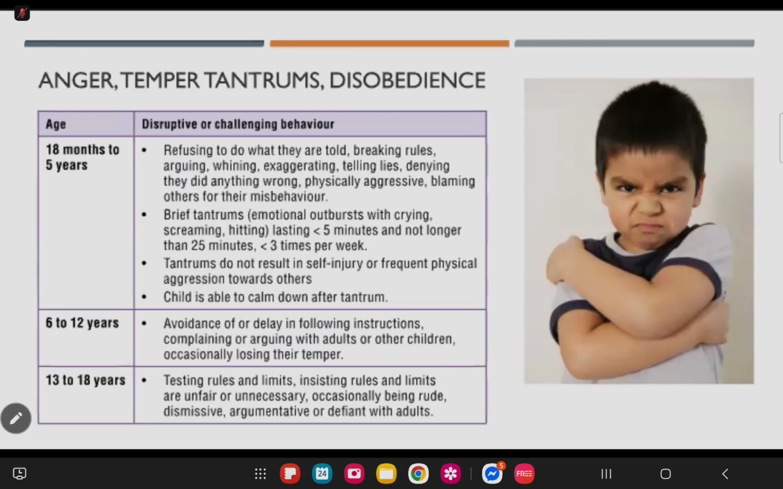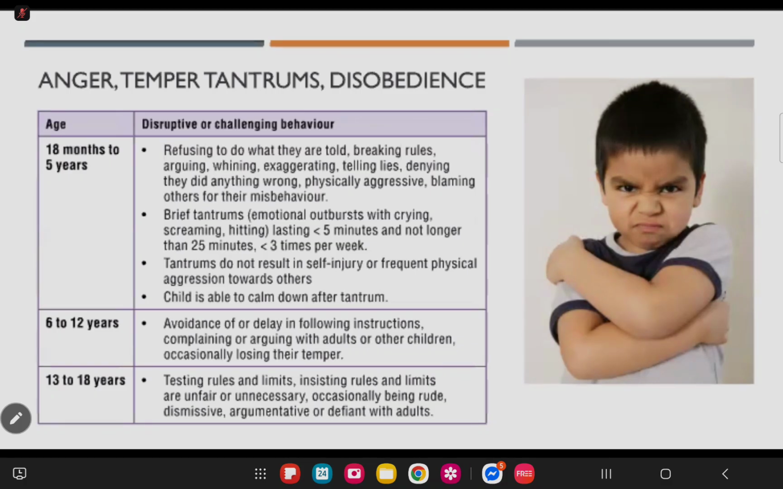Also their tantrums are brief, usually less than 5 minutes, not longer than 25, less than 3 times per week. So this is just a normal child of 18 months to 5 years. Okay, it's what you call toddlers. Okay, 6 to 12 years: avoidance of or delay in following instructions, complaining or arguing with adults or other children, occasionally losing their temper. This is also very common.